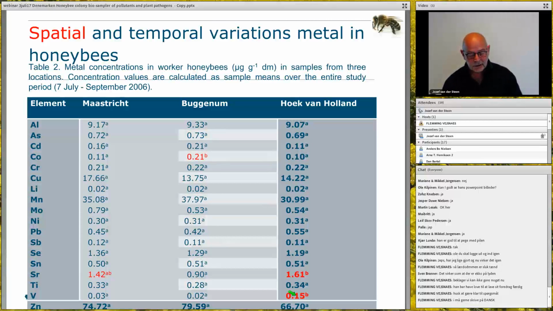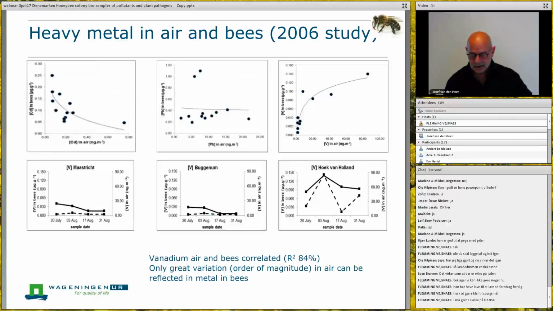For instance, I can show you here, vanadium: it's rather low in Maastricht and rather low in Buchenham, in the south, and a bit up north, but in Rotterdam, where the harbor is, where a lot of industry is, there's really a lot of vanadium compared to the other sites. And you also can see this for strontium. Also here a high number, and here in Maastricht. And this is a rural site, you find a lot of it. So you really do find significant differences in heavy metals in bees.